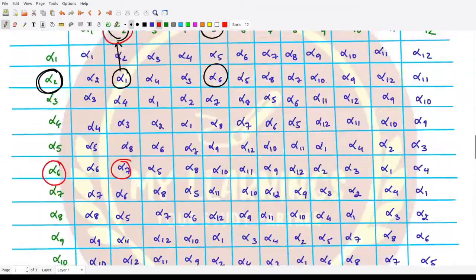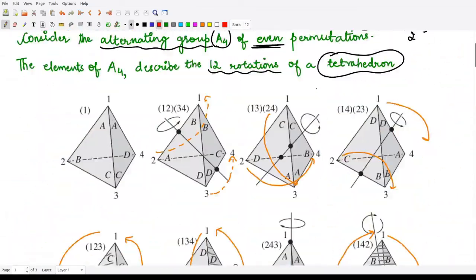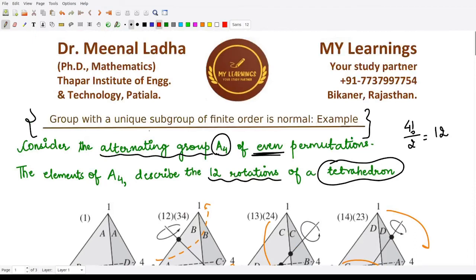So this is one example which suggests that a group with a unique subgroup of finite order is normal, and otherwise not. I hope you understood this example well.